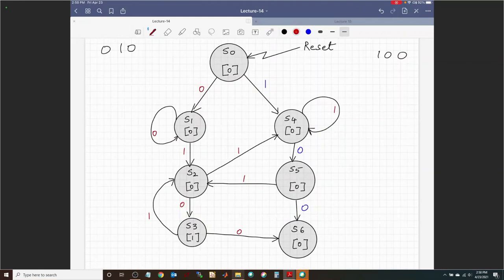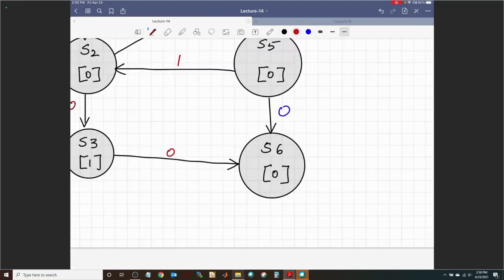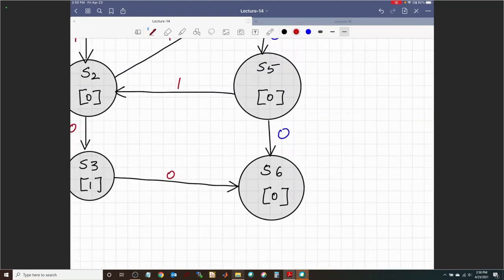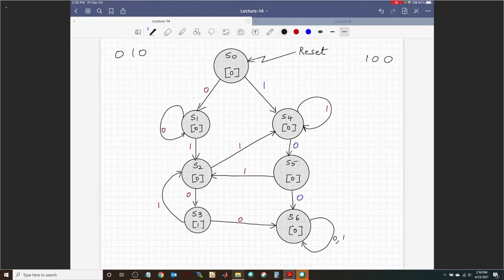What should I do if you are in S6? Infinite self loop for both variables. That's right. So if you are in S6, that means you have already detected 100. No matter what you get from here, 0 or 1, you will keep doing a self loop. For both 0 and 1, you will just do a self loop there. And that's it, right? That's your finite state machine, the state transition diagram. What do you do from the state transition diagram? You guys remember?